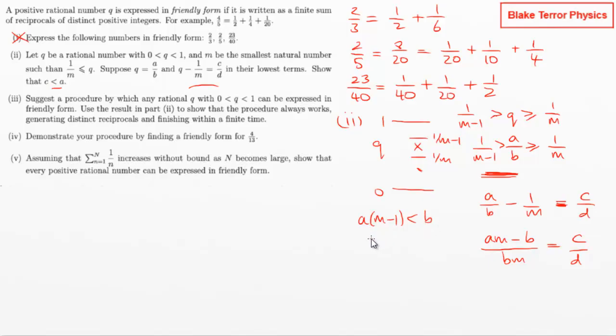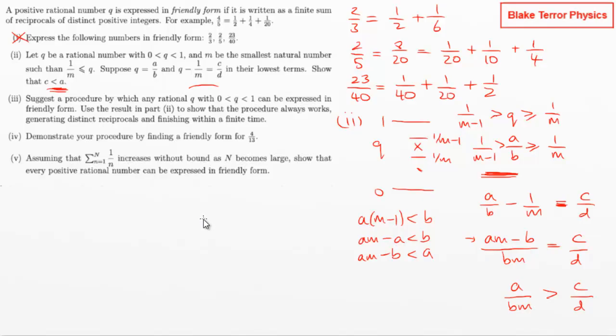Right, how does that help? am minus a, yeah, we can manufacture an am minus b out of this. am minus a is less than b, so am minus b is less than a. We've got the a on its own on the right side of an inequality here, so this thing is less than a. That means we've got that a over bm is greater than c over d.